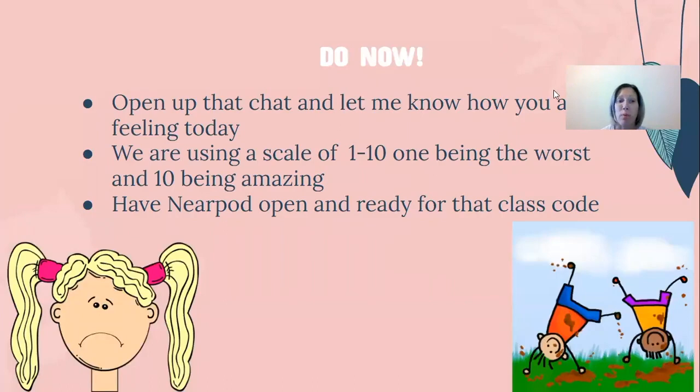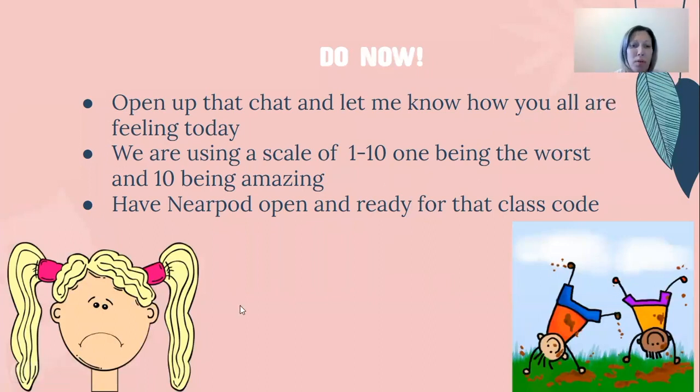First up is our do now. Open up that chat and let me know how you're feeling today. We're using a scale of 1 through 10, 1 being the worst or a crummy day. You know, you didn't wake up so good today, you didn't have a good breakfast, not doing your best. Or 10, being ready to face the day. It's a beautiful day. Tell me how you're feeling, 1 through 10 in that chat.